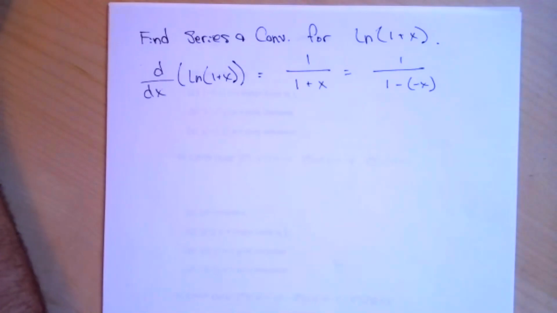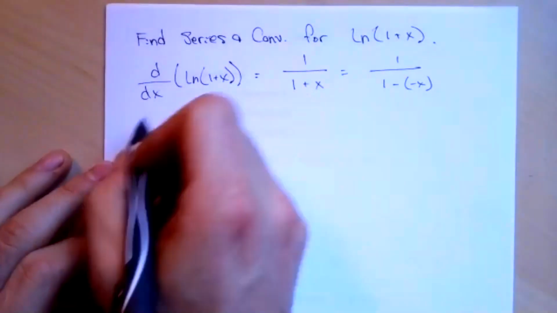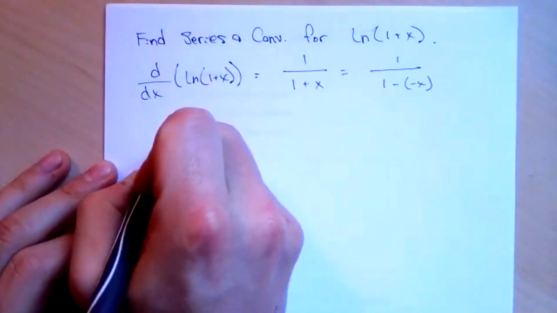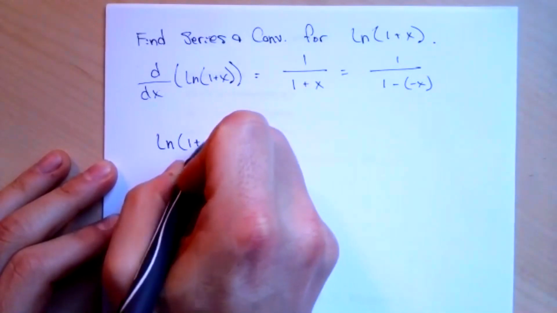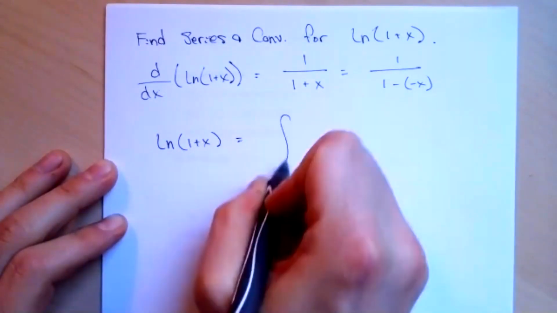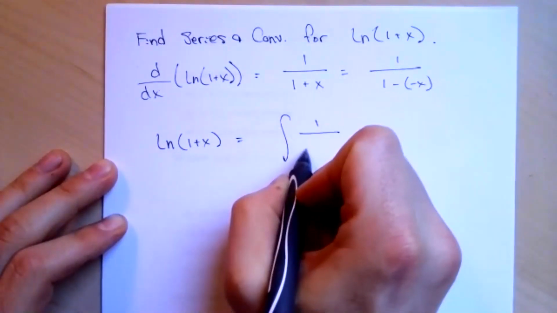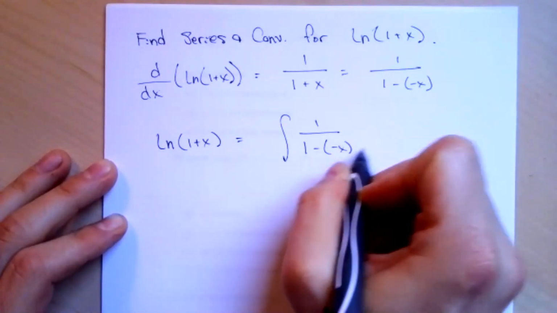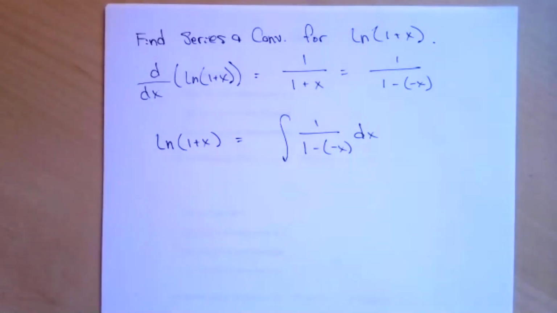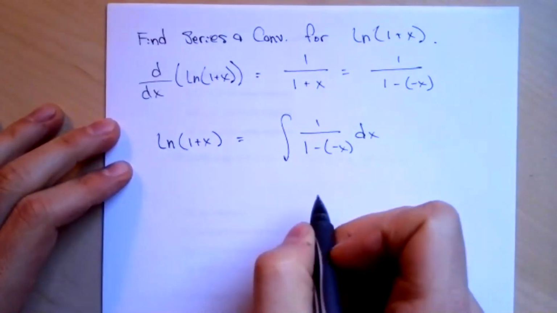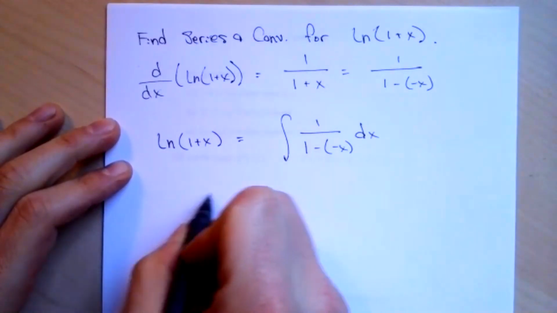And we know how to get Taylor series, how to get power series for rational functions. So this equation essentially says that if we integrate both sides, the natural log of 1 plus x should be the integral of 1 over 1 minus negative x dx. And so we can use our Taylor series or power series techniques.